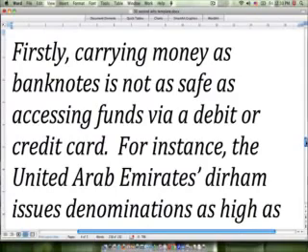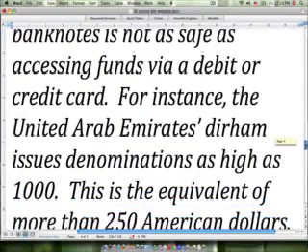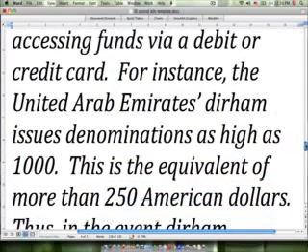Firstly, carrying money as banknotes is not as safe as accessing funds via a debit or credit card. A very clear topic. For instance, the United Arab Emirates dirham issues denominations as high as 1,000. This is the equivalent of more than 250 American dollars. This is the example, very clear.